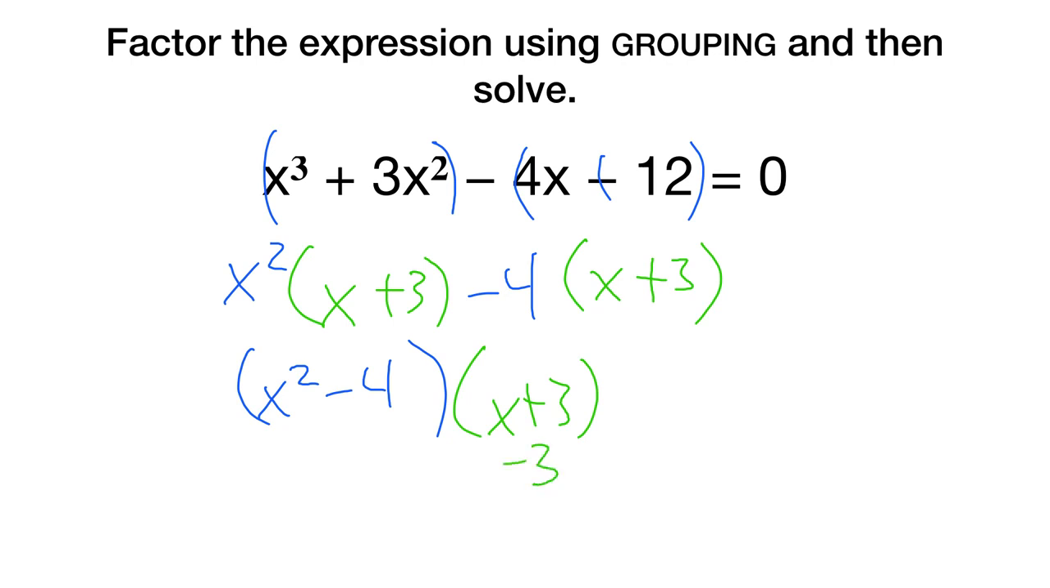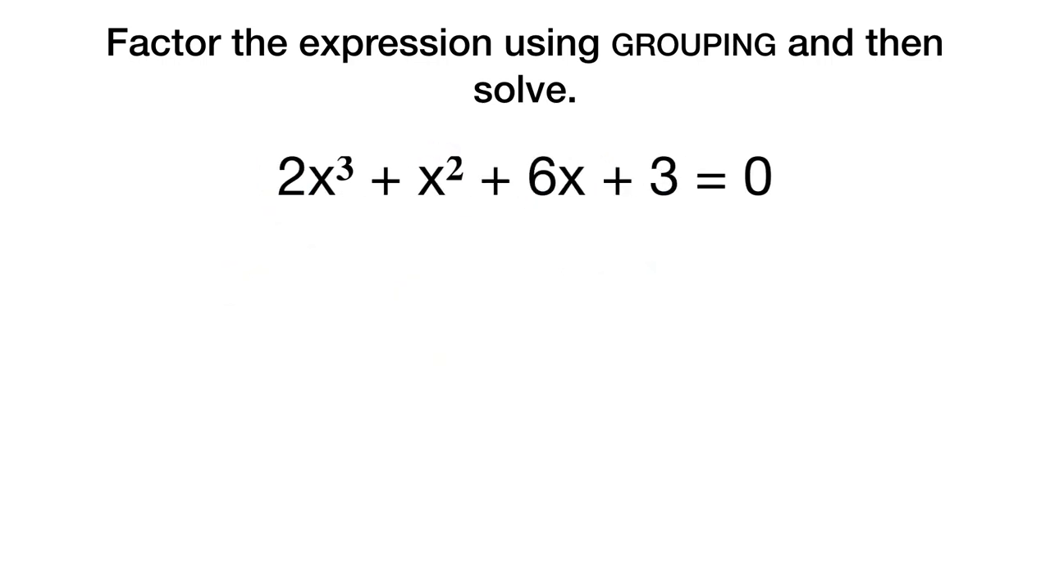Now, x squared minus 4 is a difference of squares, meaning I could simplify that to be x plus 2 times x minus 2. But ultimately, I could also write it as x squared minus 4 equals 0. I'd add 4, I'd square root, and I'd get 2 and negative 2. Those would be our answers.